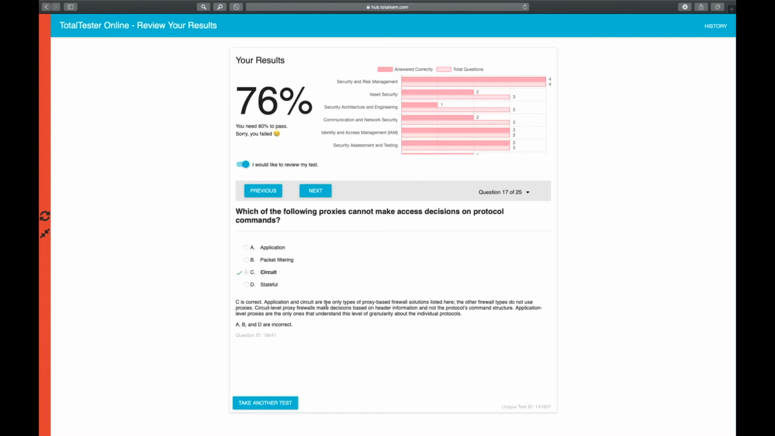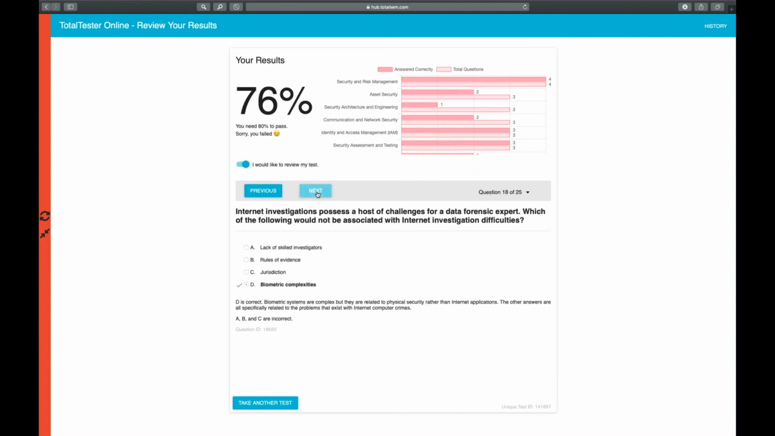proxy-based firewalls. Circuit-level proxy firewalls make decisions based on header information. So that could be at the data link and networking layer. Application level proxies are the only ones that understand this level of granularity about individual protocols, and they can make decisions based on applications too. All right, we guessed right on this one.